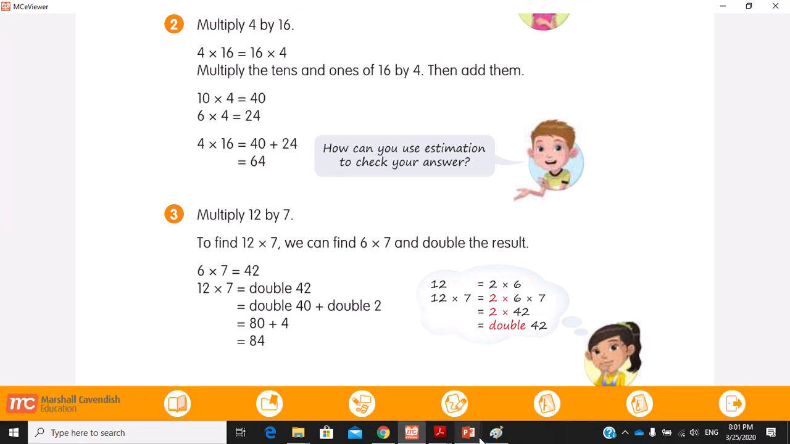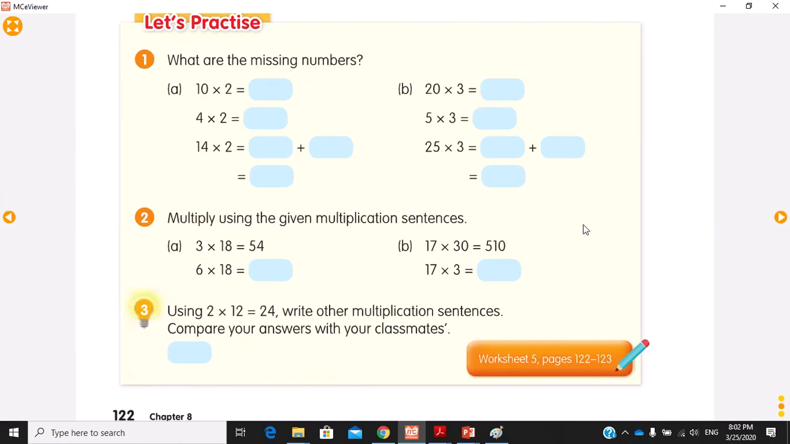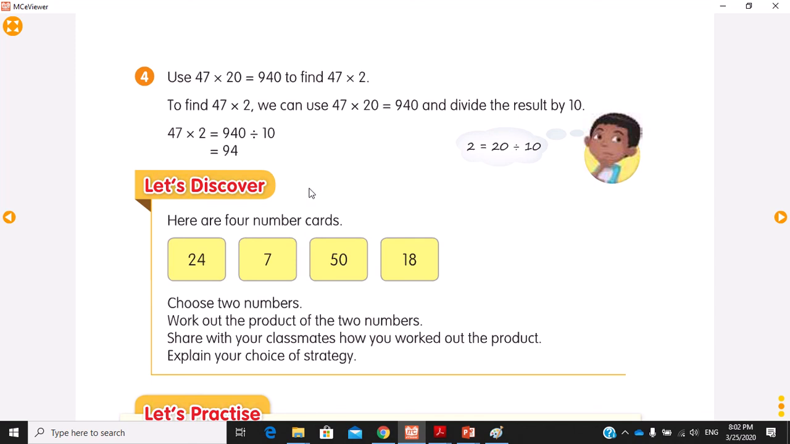Okay, here it is. Now let me pause this and we can make another video regarding the practice that we have on the next pages. So here, we can discuss how to use these number cards, how you can use this with your parents. I will tell you the steps in a few minutes.